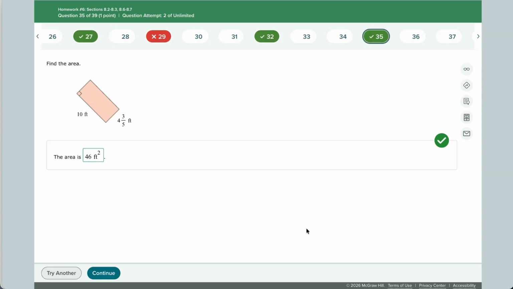Okay? So again, just go through the problems. If you get stuck, you get to try another one. You get to use the examples, the guided solutions, the explanations, and your book.